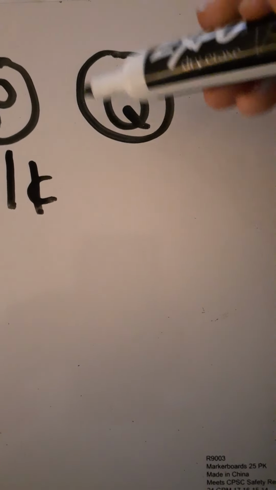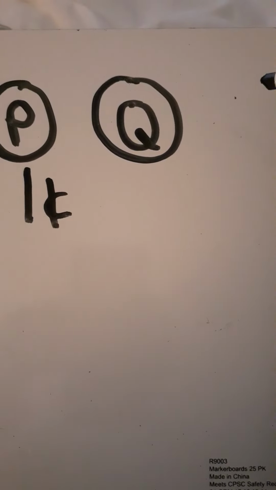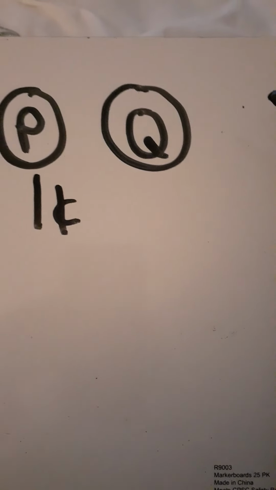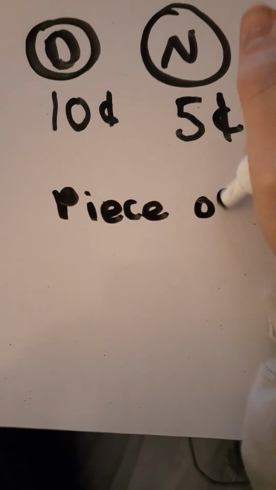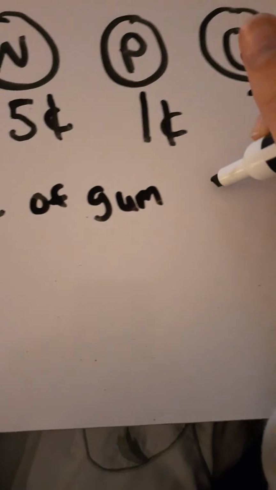And finally, we have a circle with the Q, which is our quarter. How much is a quarter worth? Yes, 25 cents. So we have learned about counting. So now we're going to do something fun. We are going to pretend you want to buy a piece of gum. And it is 25 cents.